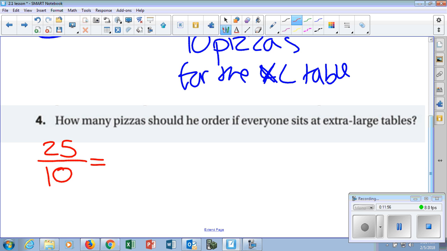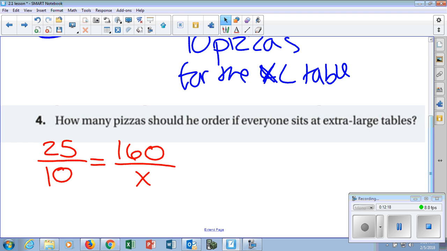And now we're comparing it to the total amount of campers. And we know we have 160 campers. And we want to find how many pizzas we need now. So when we solve this, Rebecca's not here. When we solve this, Blake, what do I get for my x for the total amount of pizzas that I need, if this is my proportion?